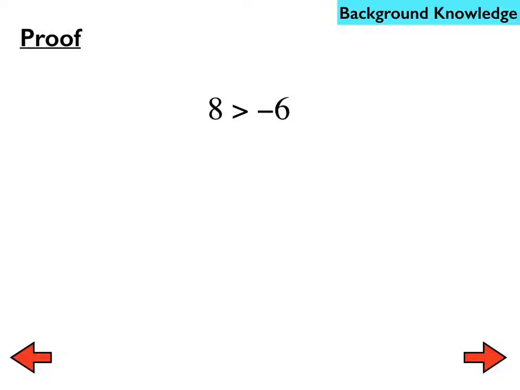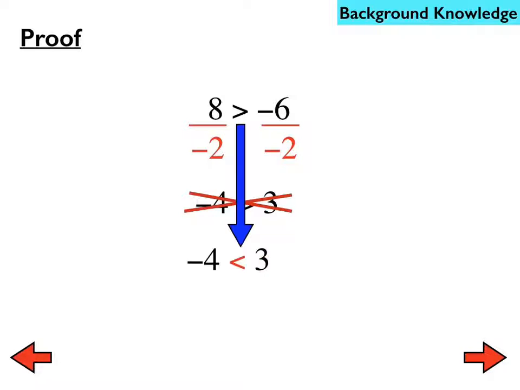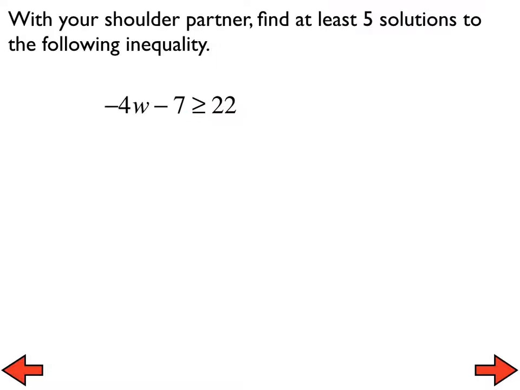All right, here's another one. 8 is greater than negative 6. This is currently true. But if I divide both sides by a negative number, I'm going to pick 2 again just because it's easy. This is now negative 4 is greater than 3. Again, is a negative number bigger than a positive number ever? No. So this is false. But if I flip that symbol around, I'll make it true. Yeah? So anytime you multiply or divide by a negative number, if you flip that symbol at the end, you'll make it a true statement.